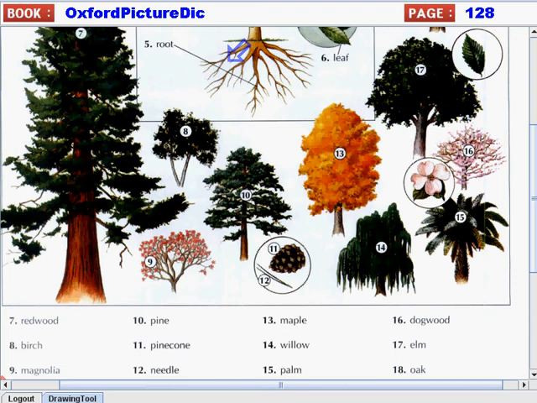And next is what we call a type of birch. Okay, birch. Birch is a tree or shrub with hardwood and smooth bark that can be peeled off. That's birch. And then in number 9 we have the magnolia. Magnolia. And number 10, the pine. Next in number 11, the pine cone. Yeah, this one, the pine cone.